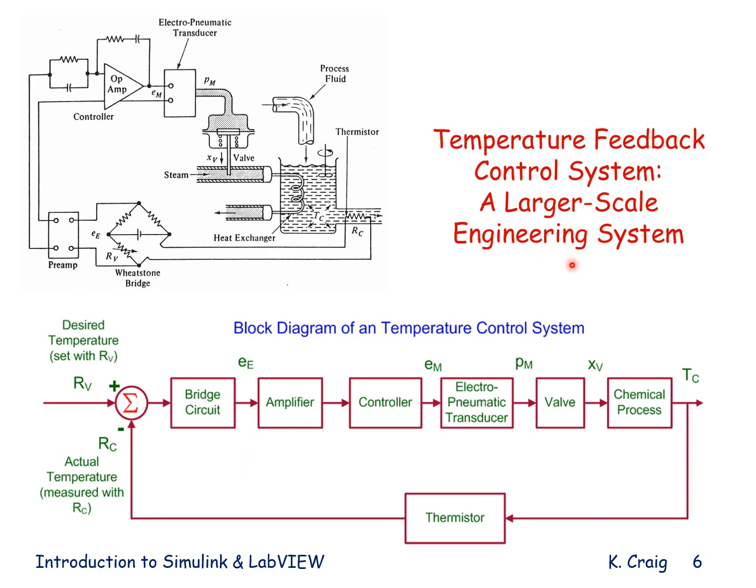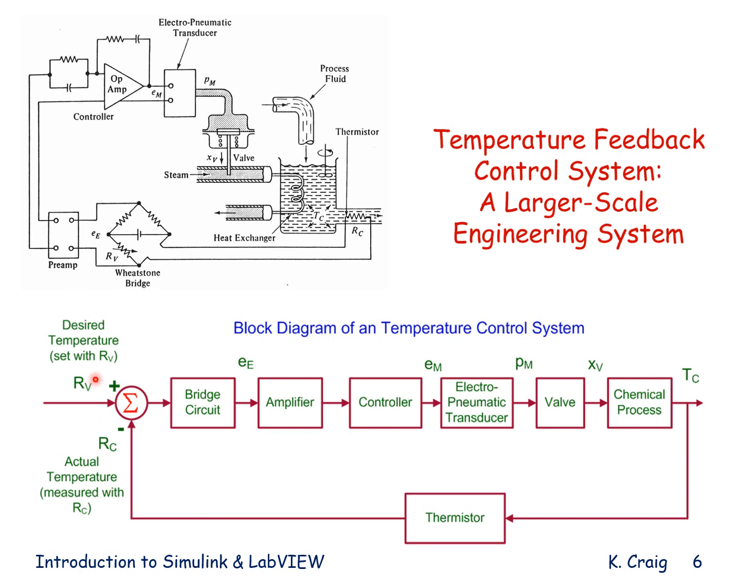Let's look at a larger scale engineering system, a temperature feedback control system. We see the schematic here, and we see the block diagram that describes its operation below. This is a temperature control system for some chemical process. I measure the actual temperature with a thermistor. We see that in the block diagram. This gives me the actual temperature of the process.